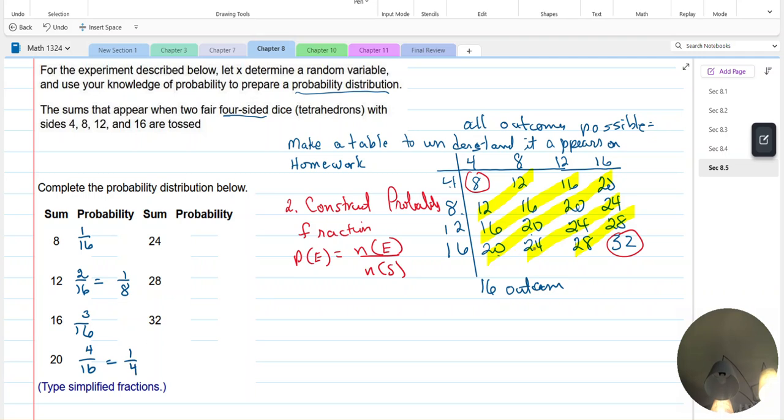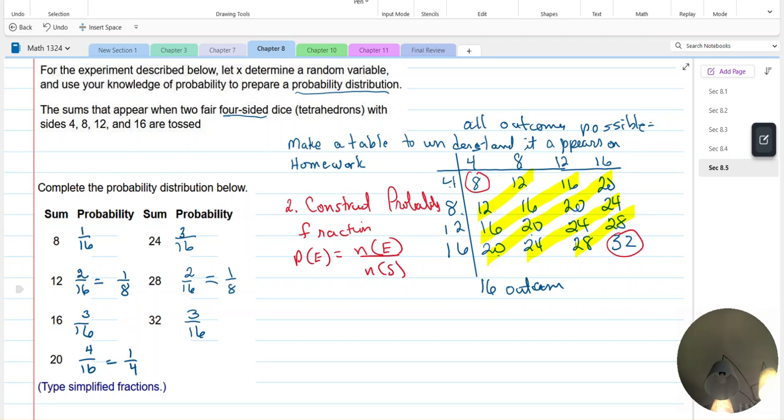24, I have 3. And then in 28, I have 2. Should be 3 out of 16, and I put 8. Sorry. 32 is 1 out of 16.